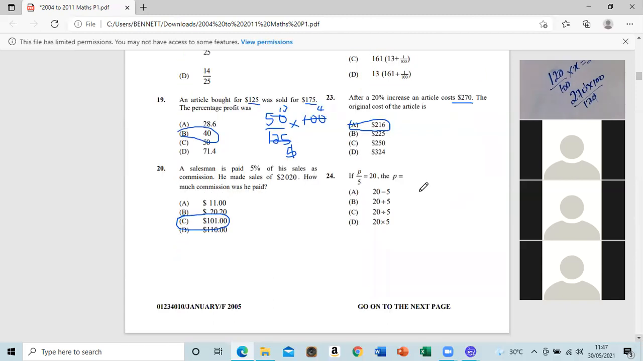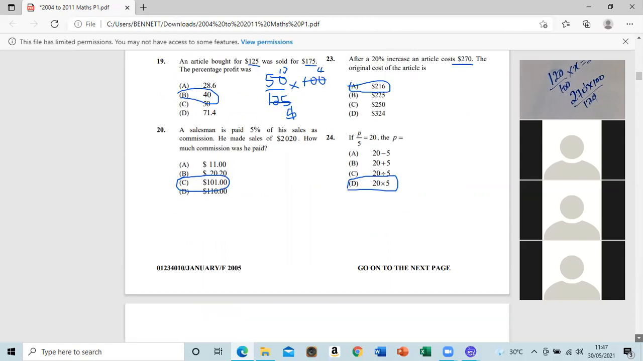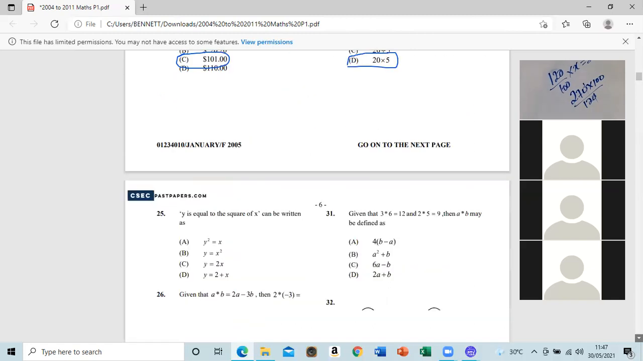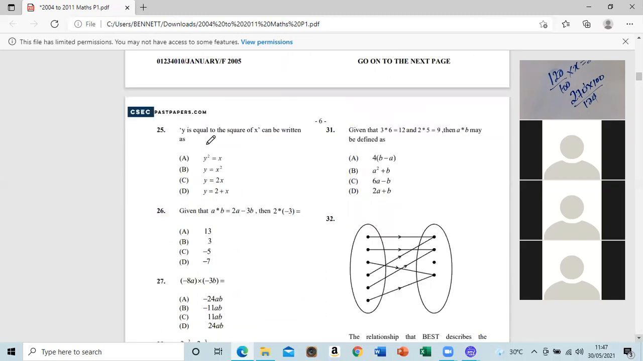Great job. All right, if P over 5 is equal to 20, then P is equal to 100. Very good. D, which is 100, as 100 divided by 5 gives 20. All right, guys, we soon have to join back. So I'm going to try to get in 25. Y is equal to the square of x can be written as... You don't need any workout. Yeah, very good.